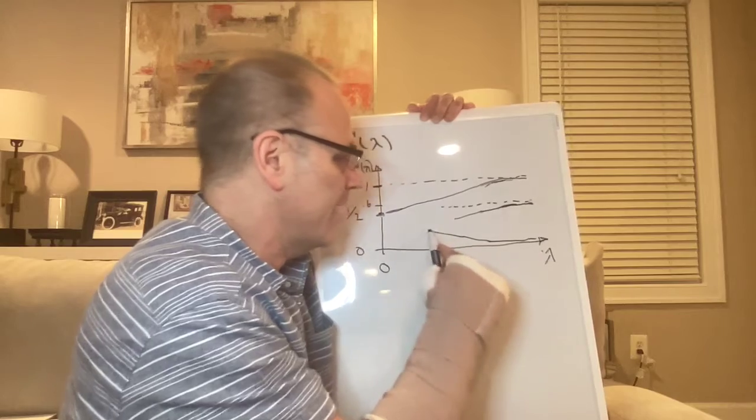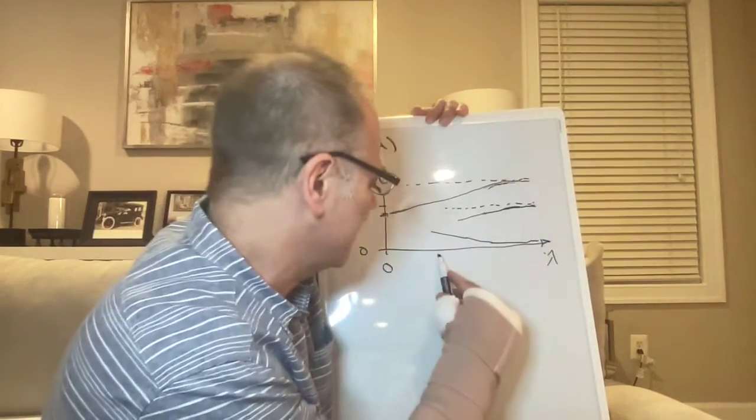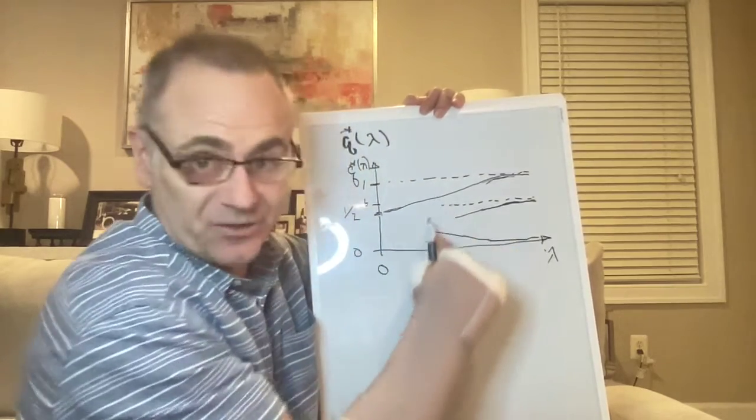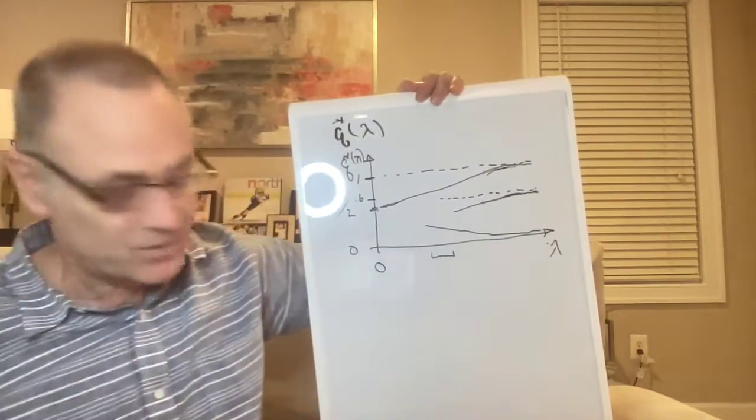Now, they can't look like that, because if so, that would mean in this area of lambda, there are 2 branches. There's an even number of branches. So that can't be.